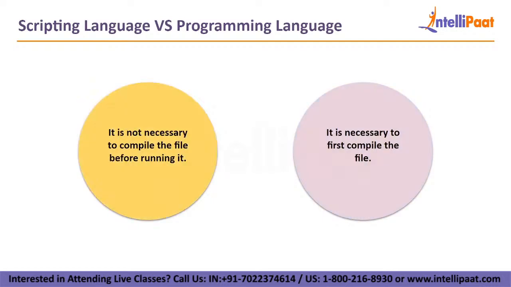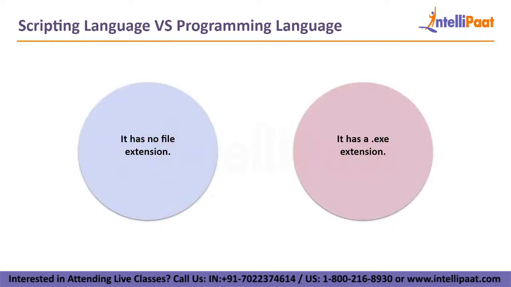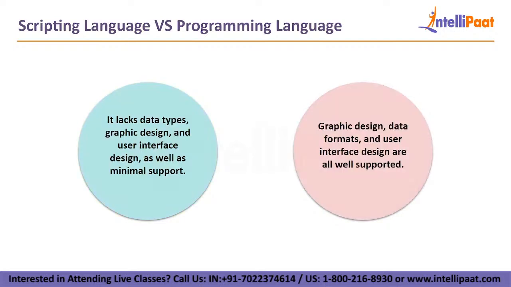For scripting languages, it is not necessary to compile the file before running it, but for programming languages, it is completely necessary to first compile the file. Scripting languages have no extension, whereas programming languages have an .exe extension. Scripting languages lack data types, graphic design, and user interface design, having only minimal support, whereas for programming languages, graphic design, data formats, and user interface design are all well supported.